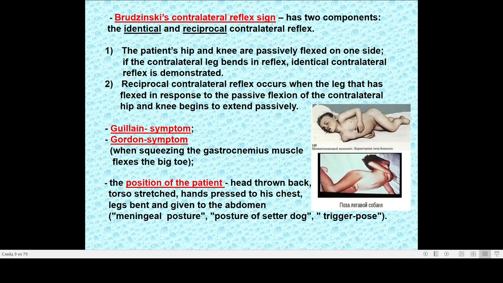Next, this group of tonic changes also includes the position of the patient, the so-named meningeal position, the position of a set dog, the trigger pose. You may see this pose on this small photo, but a bigger photo of a patient with meningitis will come a little later.